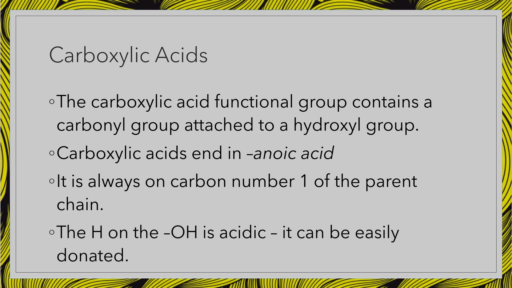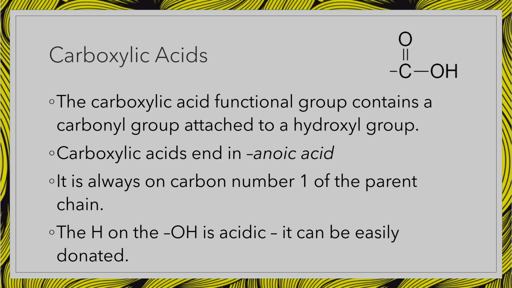Now, the H on the OH is acidic and can be easily donated. That's why it's called an acid, because the hydrogen on the OH is very labile. It's very easily moved. Now that's a picture of it. So that's the carbon-oxygen double bond with the OH attached.